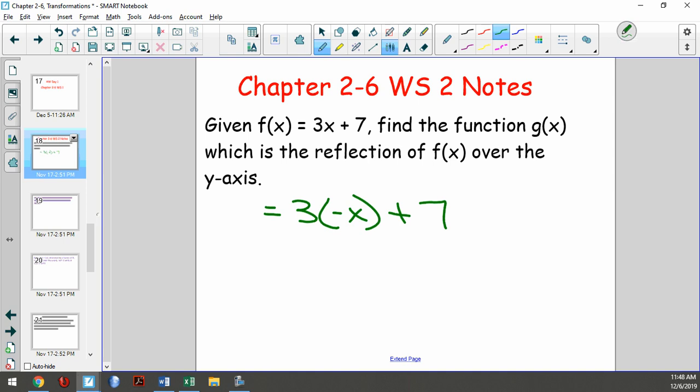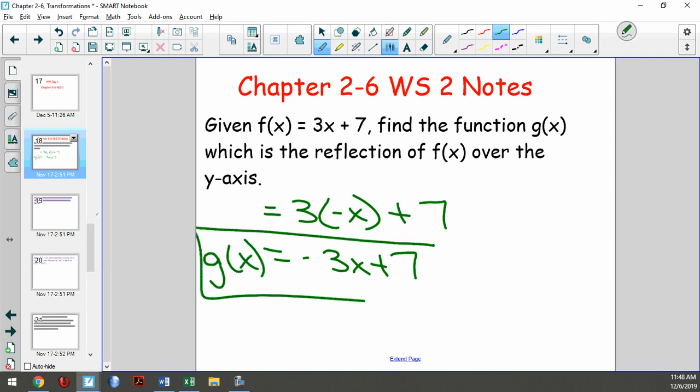Now I want you to do the calculation. What's 3 times negative x? Negative 3x plus 7. This, ladies and gentlemen, is your new g of x function that I needed you to find. Done. Do we get that? Yes or no?